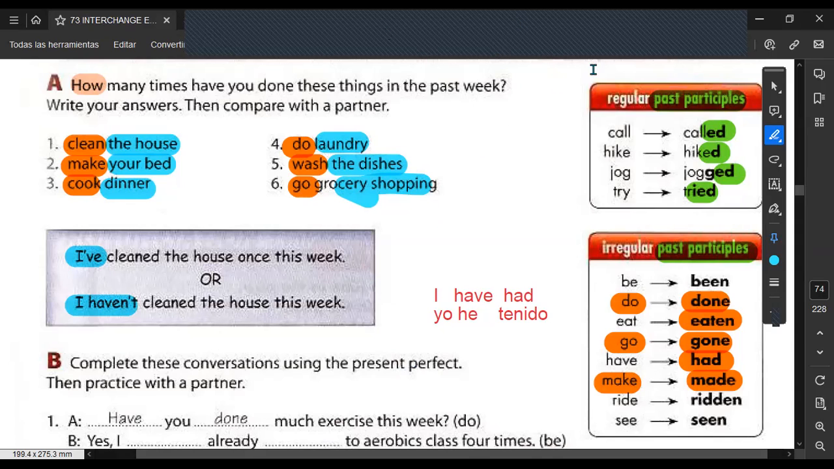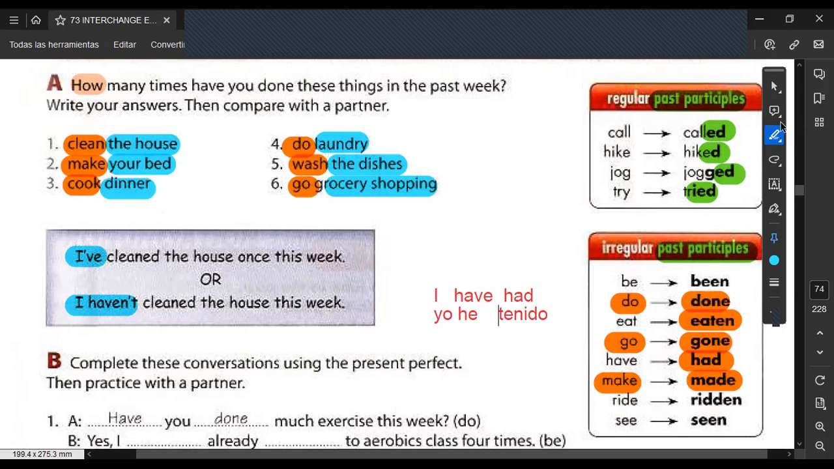Ok. Vale. Usted lo que va a hacer es fijarse en el complemento. Tiene que, obviamente, el complemento lo tiene que traducir si usted no sabe lo que significa. Okay, por ejemplo, grocery shopping. ¿Qué es grocery shopping? Ir de compras, ¿verdad? Ir a comprar la comida de la casa, el grocery shopping. Entonces usted va a decir, ¿yo he hecho o yo no he hecho? Entonces va a poner uno de estos dos. Si lo ha hecho, es I have. Si no lo ha hecho, es I haven't.